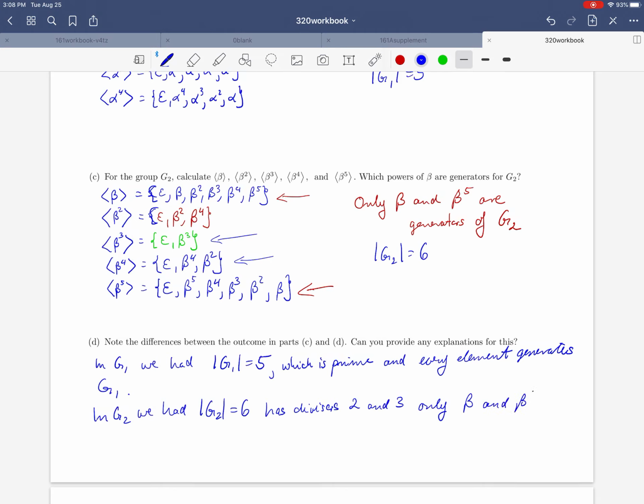beta and beta to the 5th generate G2 because 1 and 5 are relatively prime to 6. So they don't get us back to the identity prematurely before we pick out everything else. That's the difference here. And in Theorem 4.2, we're going to summarize some of these things that we have found by looking at examples.